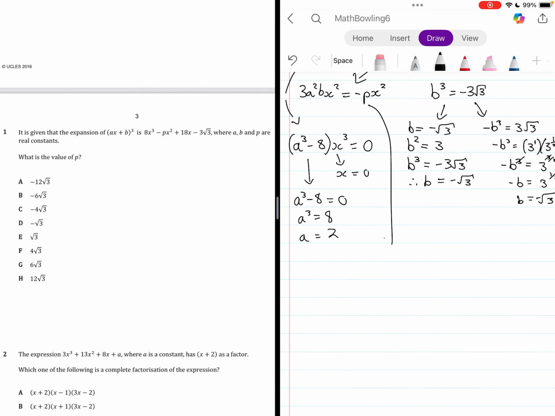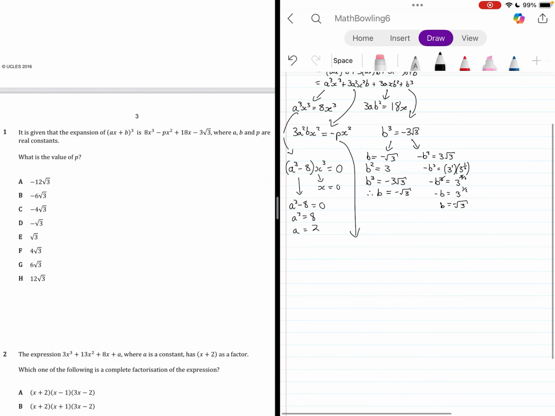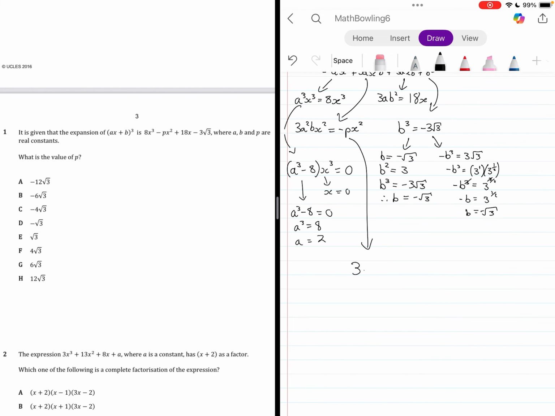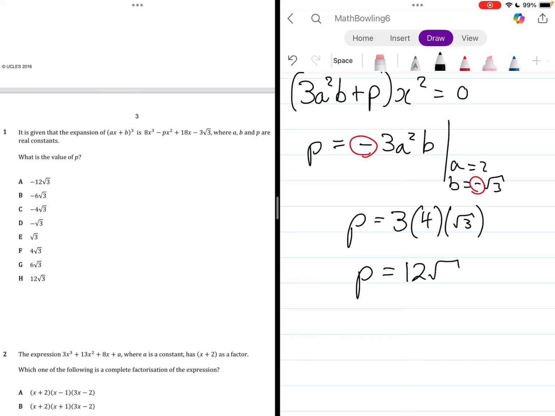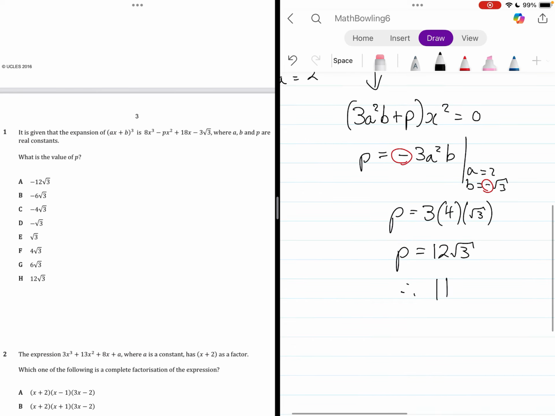So now, all we have to do is sub them into this. We do the same thing that we did for the first one, and we can get 3a^2 b plus p x^2 equals 0. So p equals negative 3a^2 b. a equals 2. b equals negative root 3. So these negatives are going to cancel. I'm going to get p equals 3 times 4 times root 3. p equals 12 root 3. So therefore we're going to be choosing H as our answer.